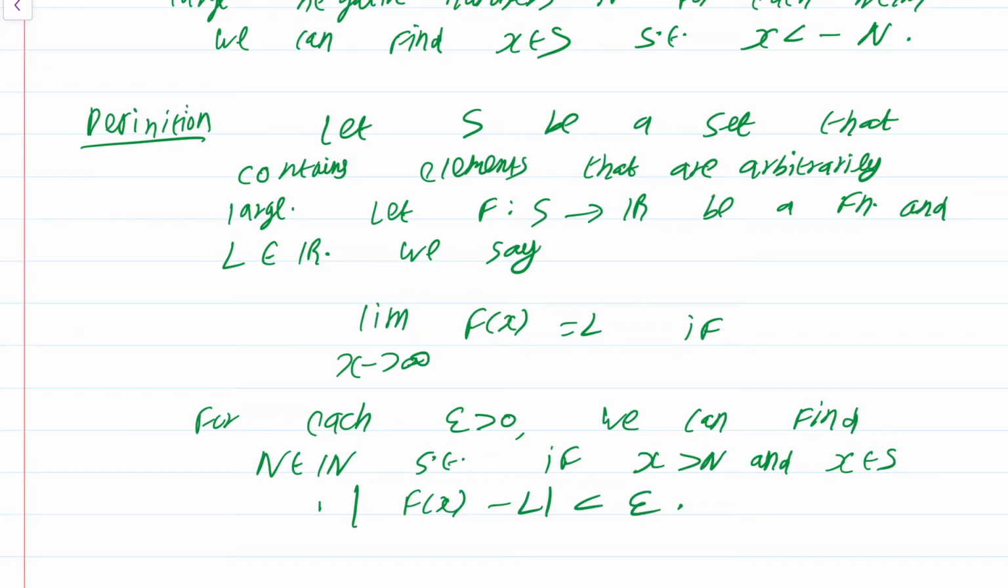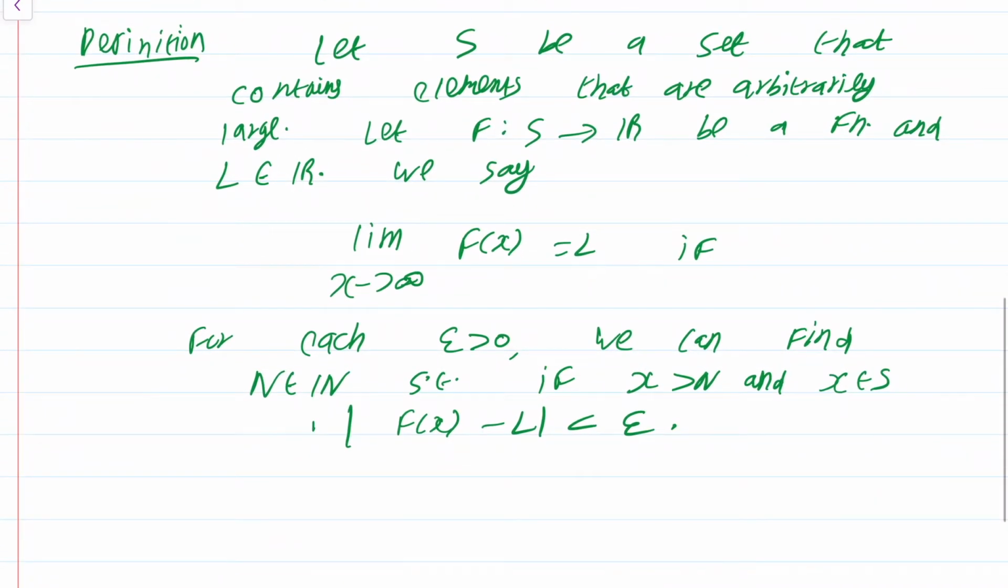The definition is very parallel to that of finite limits. In the case of finite limits, you have x approaching a limit point. Here you have x approaching infinity. So all you say is for each epsilon greater than 0, we can find N in N such that if x is greater than N and x is in S, mod f of x minus L is less than epsilon.